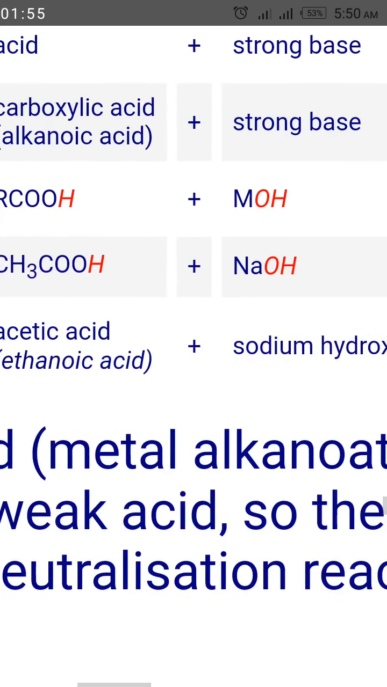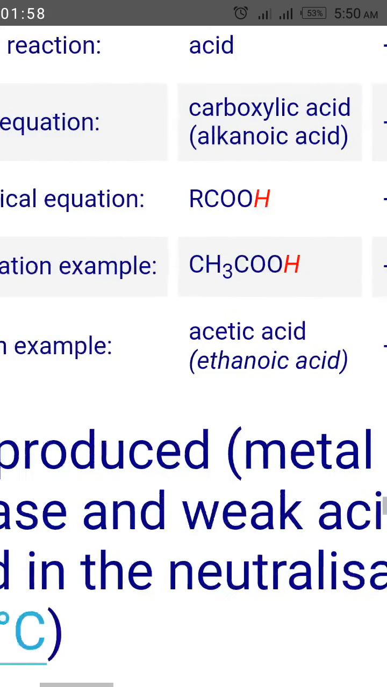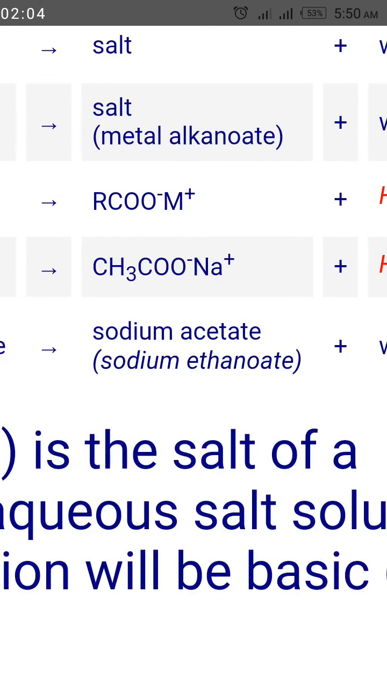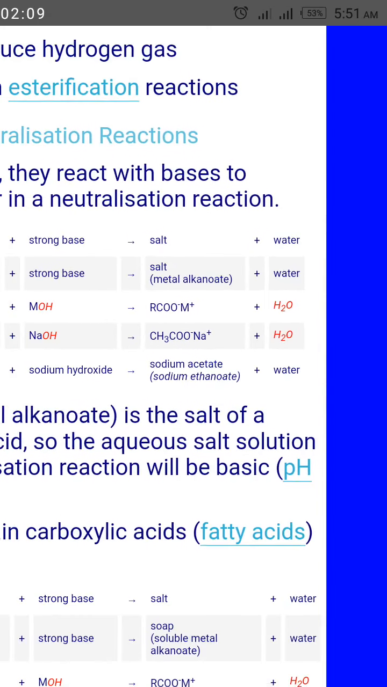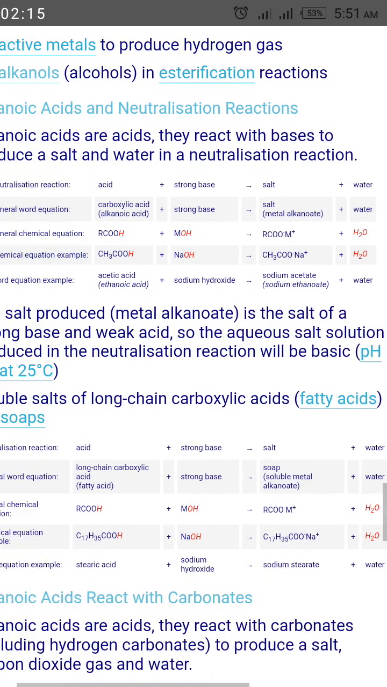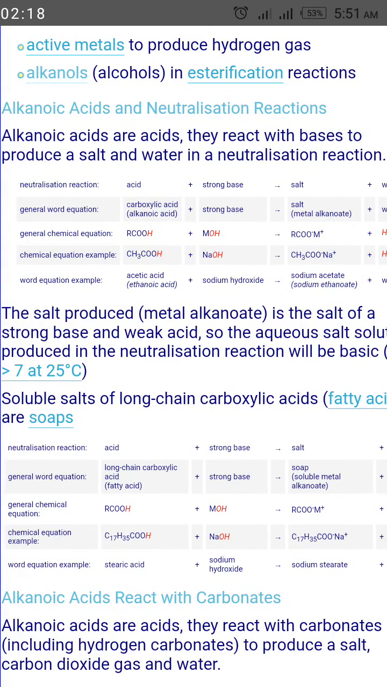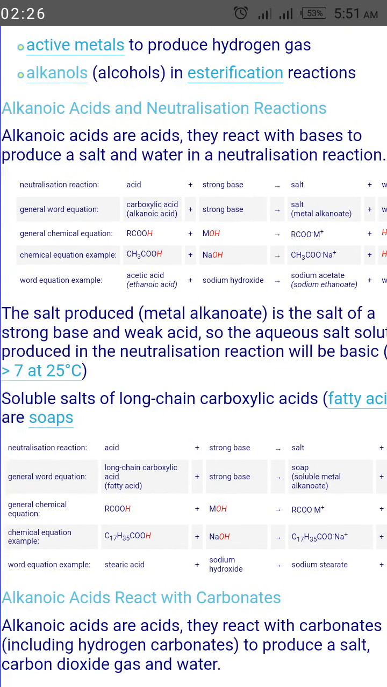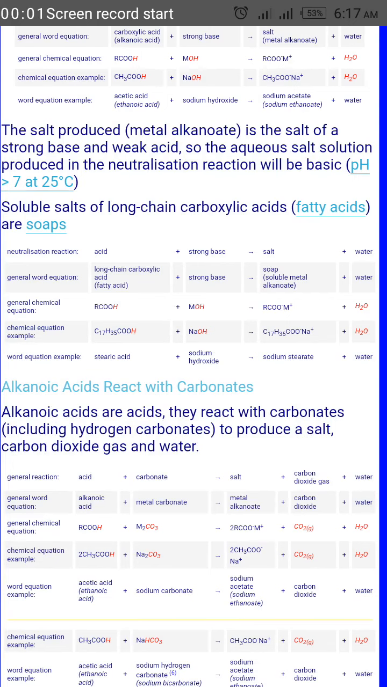Look at this example now. CH3COOH plus NaOH. When we react this ethanoic acid and sodium hydroxide, it gives you sodium ethanoate and water. So that is a neutralization reaction in organic chemistry. The salt produced is the salt of a strong base and weak acid. So the aqueous salt solution produced in the neutralization reaction will be basic. So get that, please. You should understand what that means: the salt produced is basic, meaning that the pH of the salt will be greater than 7.